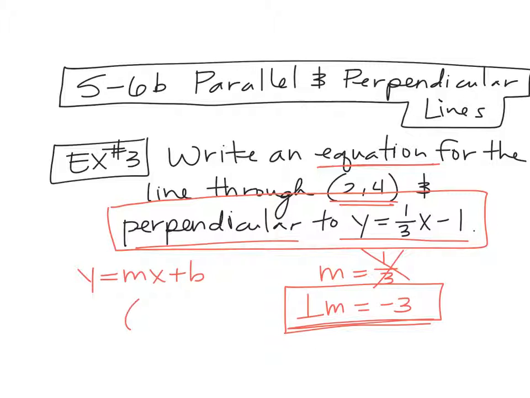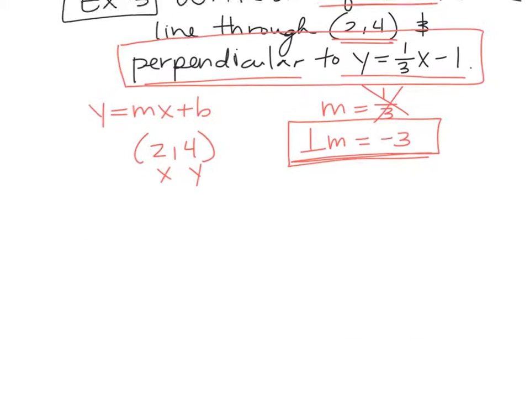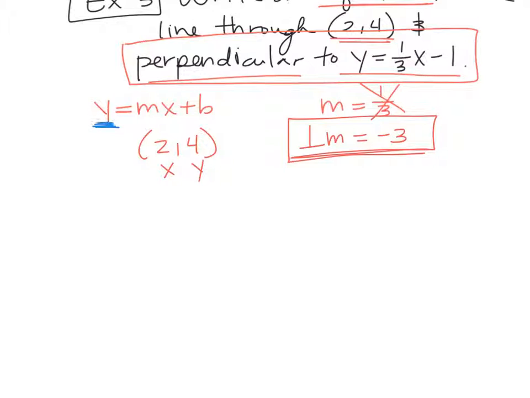Then the point that they gave us was 2, 4, which means this is my x and this is my y. So I'm just taking those values and plugging them into y equals mx plus b. So what is y? What's going to go here? That's the 4. What's m? That's the -3. What's x? X is 2. That's this one. And then plus b. Okay? And then you just simplify. So 4 equals, this would be a -6 plus b.